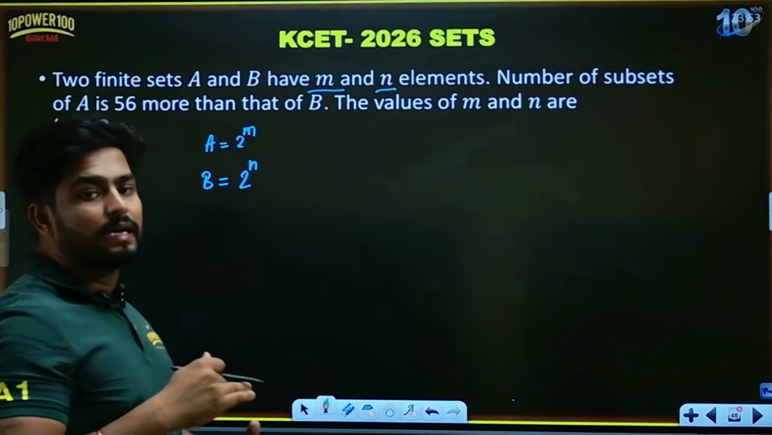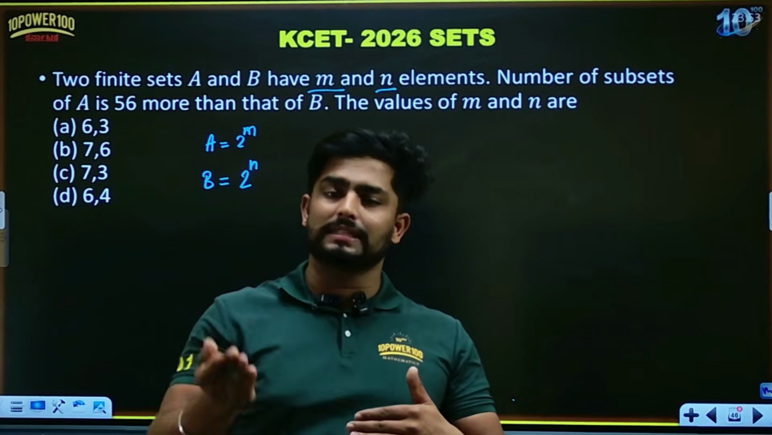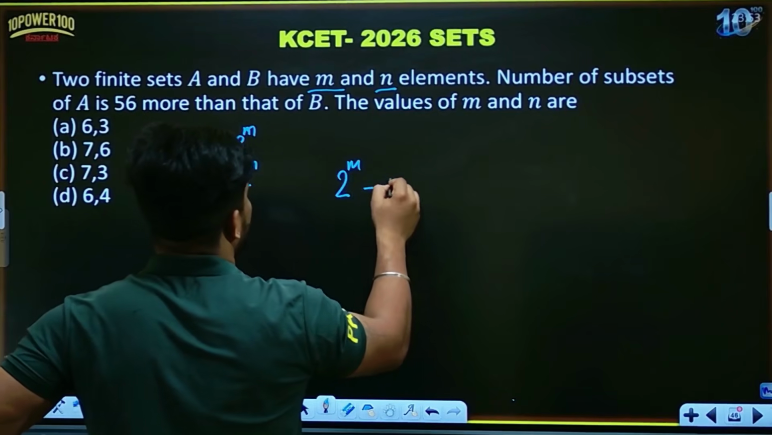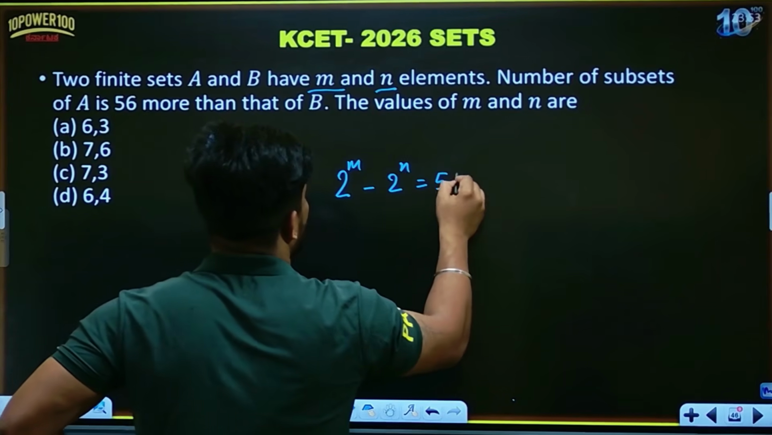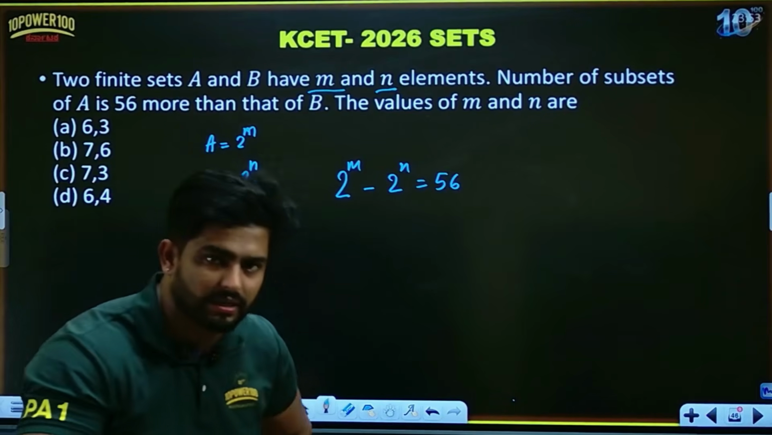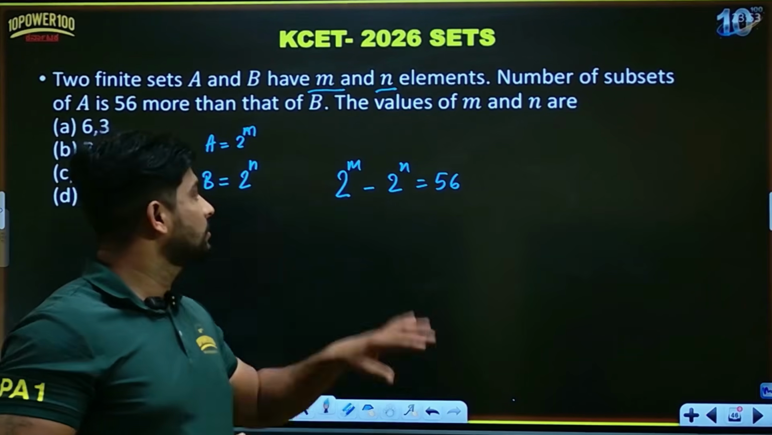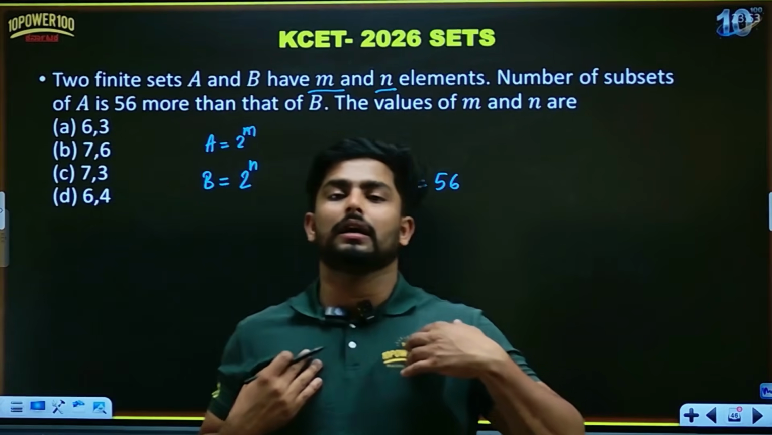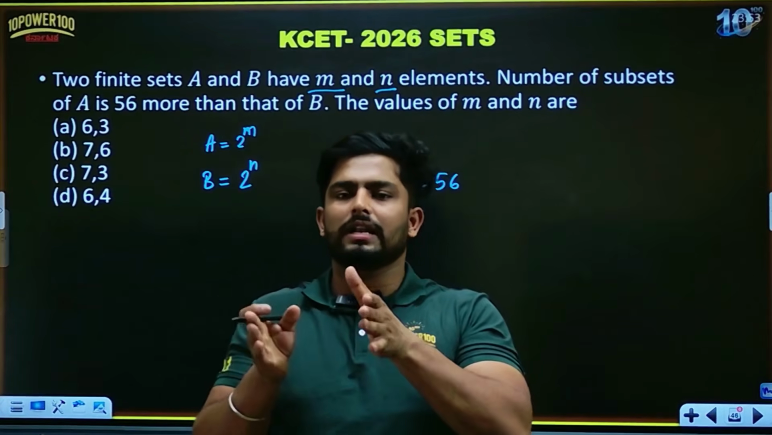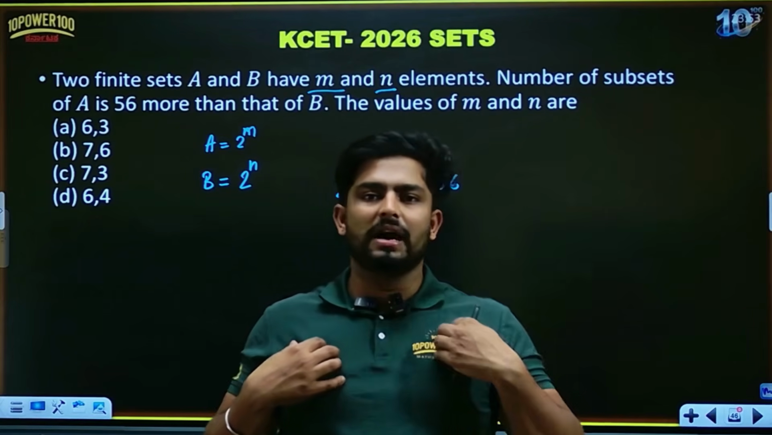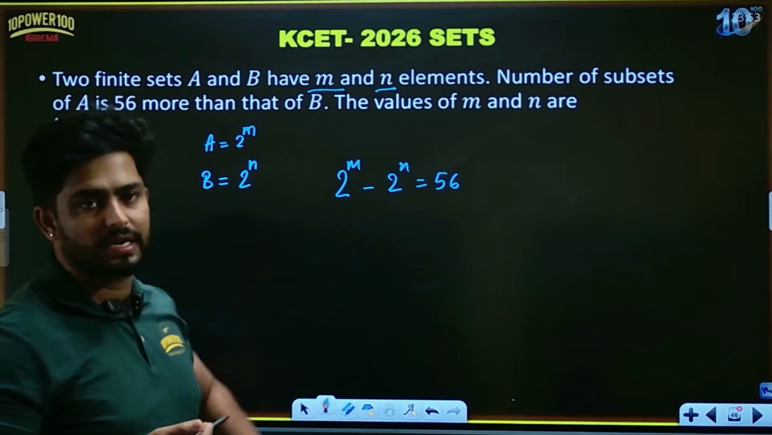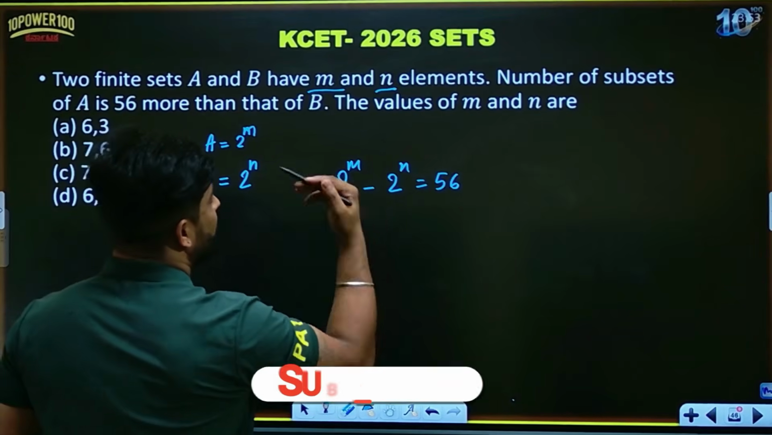The number of subsets of A is 56 more than B. So can I take this as 2 to the power m minus 2 to the power n is equal to 56? Like my mark is 10 more than somebody's mark, to show the difference is 10, I write my mark minus his mark is equal to 10. So that's how it is. So 2 to the power m minus 2 to the power n is equal to 56. Now we have to calculate m and n.